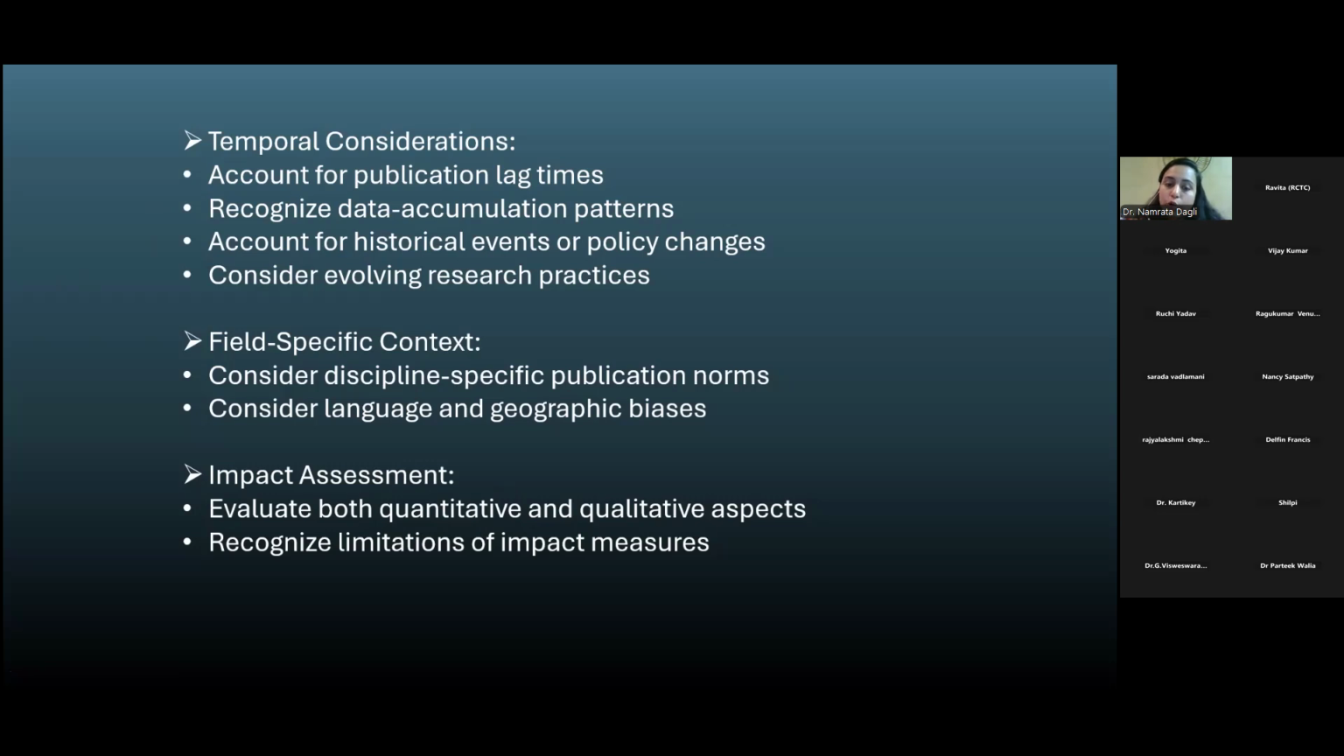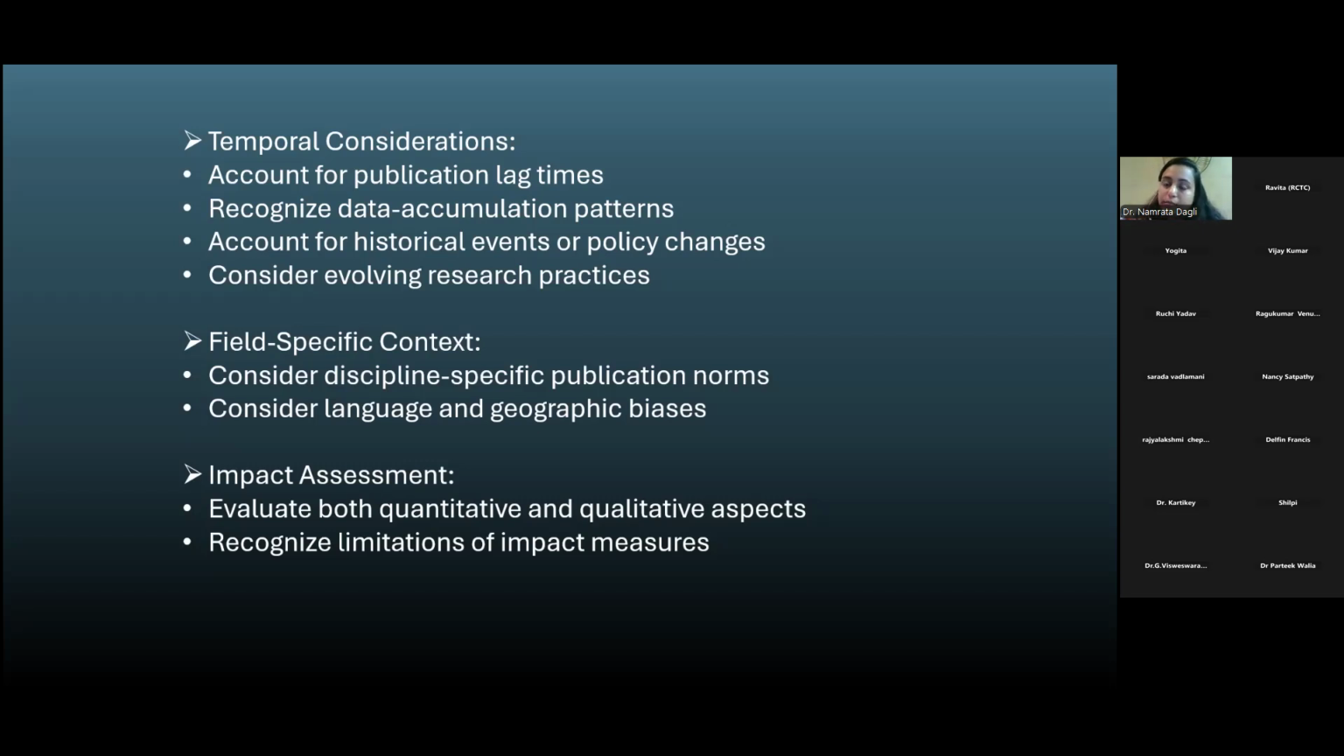Recognize limitations of impact measures. Whatever impact factor or measure we are using, we should mention what the limitations are. As Shiva ma'am already discussed, we cannot completely trust the H-index for authors.